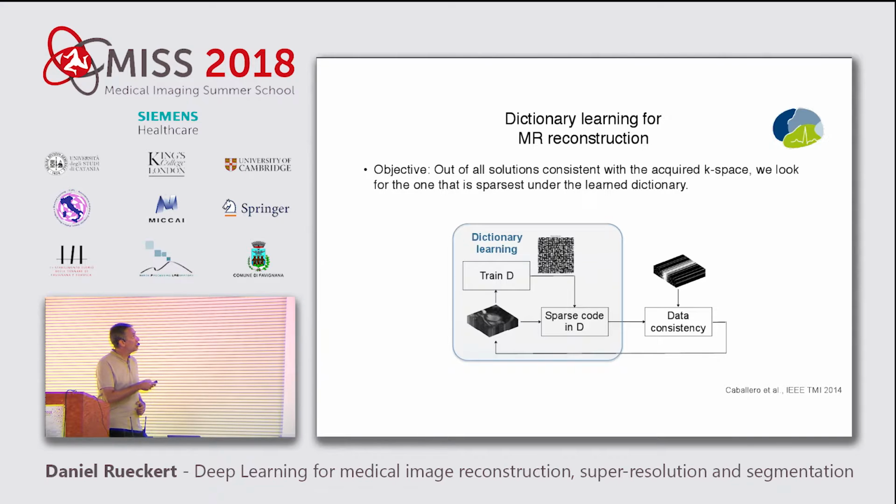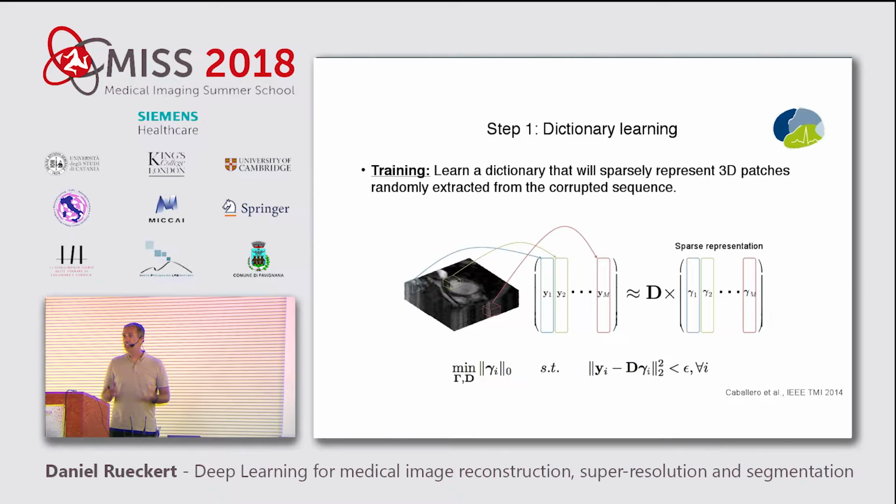One important thing is that this dictionary, even though I have the word learning in it, is learned from the data which I'm trying to recover. So it's actually not learned a priori. It's learned from the image you're trying to reconstruct, basically extracting column vectors from the image, which are patches in the image.